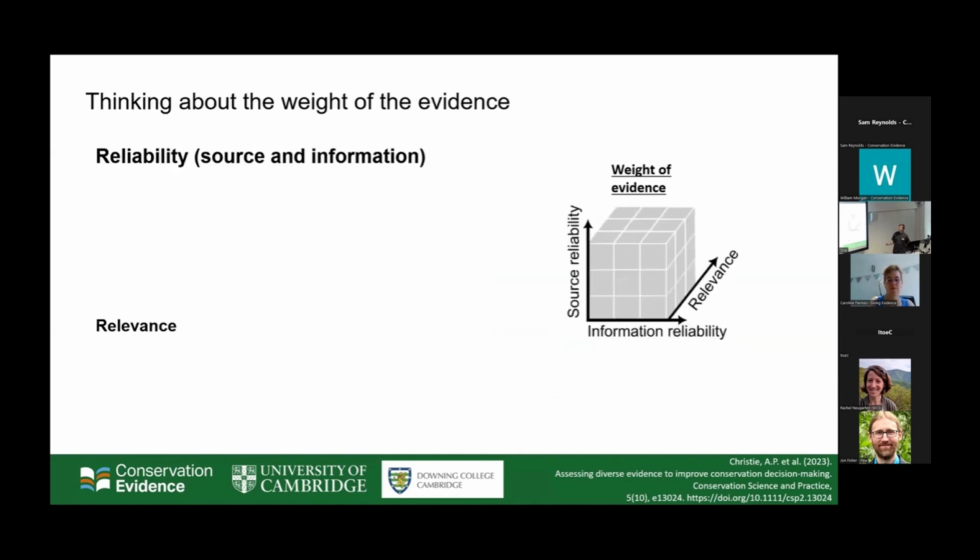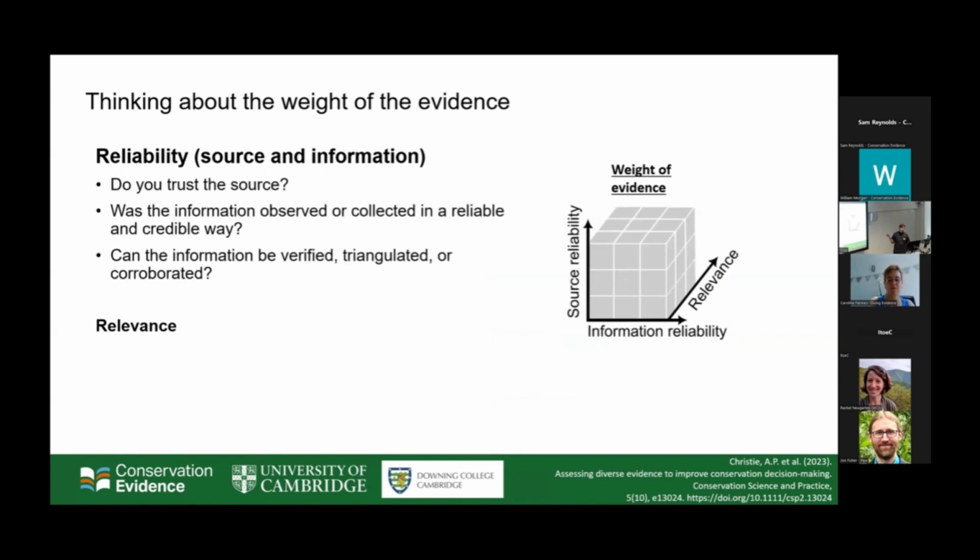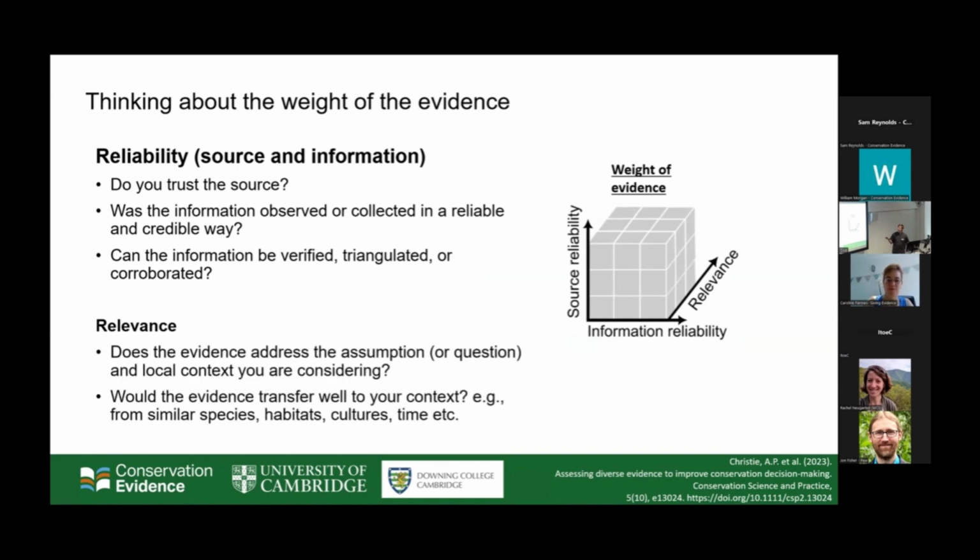And when we think about the weight of evidence, in terms of reliability, we're thinking about these different axes. We think about the source, so how much do you trust the source, but also the information itself. So was it collected or observed in a reliable and credible way? Can it be verified or triangulated? And then also, crucially, one aspect that's often forgotten about is relevance. So how strongly does your evidence address the context that you're considering? For this one, it'd be looking at Javan rhinos and that local context.